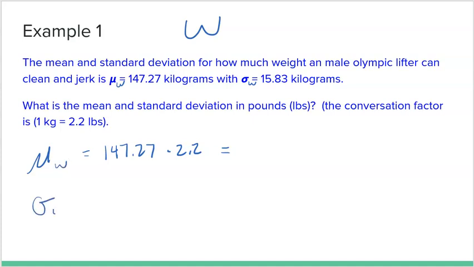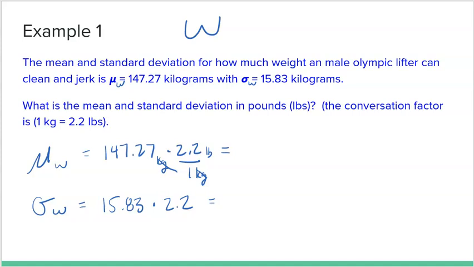My standard deviation, well, multiplication affects standard deviation as well. So my standard deviation would be 15.83 but times it by 2.2. Again, all I'm doing is I'm converting here, right? I was in kilograms, but now I'm going to use the conversion factor that 1 kilogram is equal to 2.2 pounds. So by multiplying, the kilograms cancel and I get pounds. And the same thing is true for standard deviation as well.